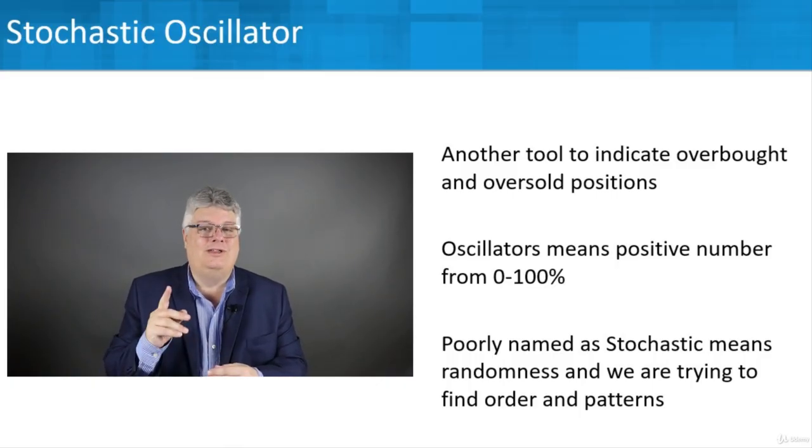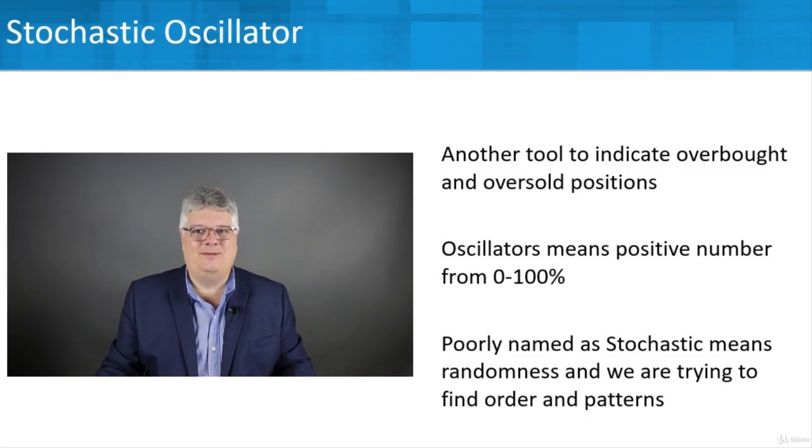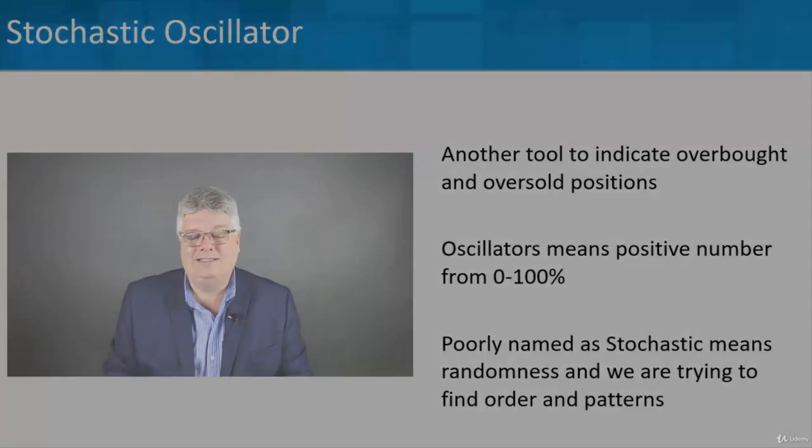Oh, by the way, it's actually kind of poorly named. Stochastic actually means randomness, and what we're trying to do is find order and patterns, right? And it does help us with that. So I don't know why they chose that name, but it's not the perfect name for it. But it's a good momentum indicator. So let's take a look at the stochastic oscillator.